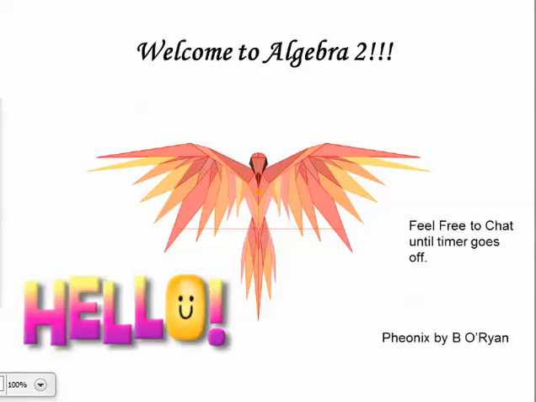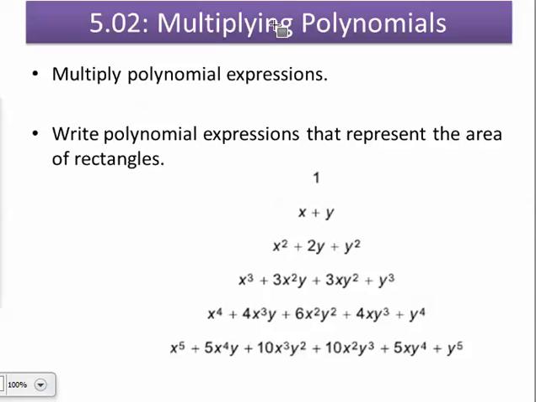Where last time we combined polynomials by adding and subtracting them, this time we're going to be looking at multiplying polynomials. When you multiply polynomials together, you get another polynomial. Quite simple, okay? It doesn't change that aspect of it.